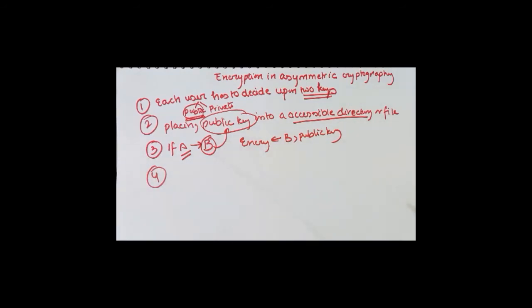The fourth step is when the receiver receives the message. When the receiver receives the message, what will the receiver do? When you want to communicate to me, you saw what my public key was, encrypted the message and then sent the message. After I receive the message, what will I do? I will decrypt the message. How will I decrypt it? I will decrypt the message with my private key.